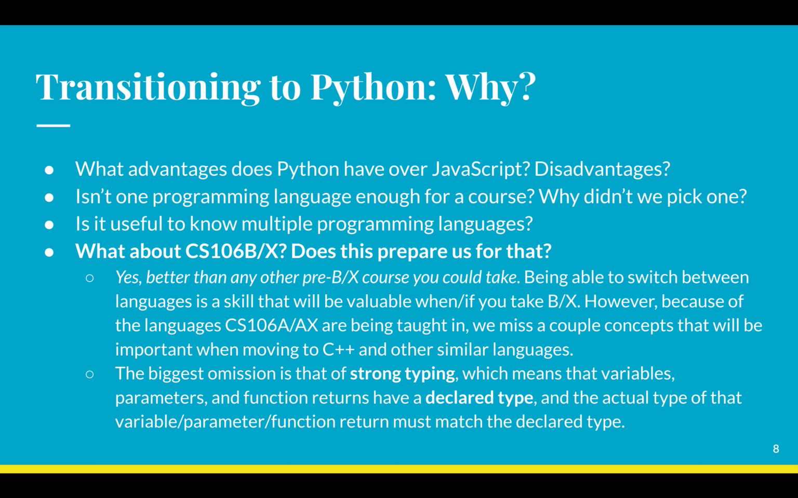There are some differences between C++, the language that's used in 106B and X, and Python and JavaScript, most notably the notion of typing. In C++, if you declare a variable, you have to declare the type that the variable will hold. So instead of just saying let x equals 4, you're going to say, I'm going to create the variable x, I'm going to assign to it the value 4, and I promise that x will only ever hold an integer, or something like that. But you'll explore that notion more in CS106B or X if you choose to take it. We certainly hope you do.